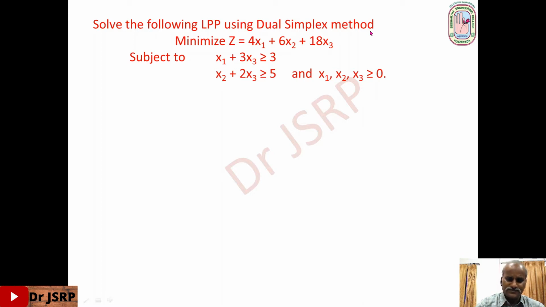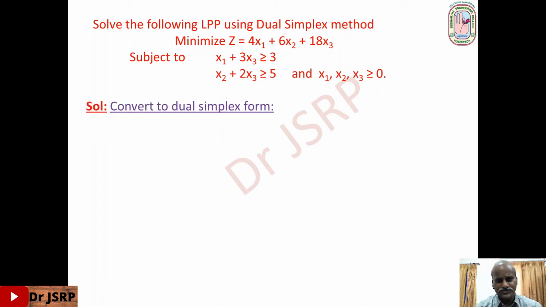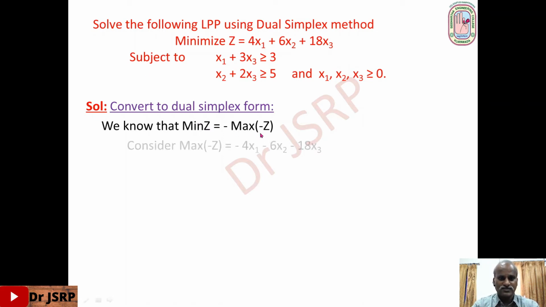Okay. First step, convert the LPP into dual simplex form. So what are the characteristics in the dual simplex form? First, objective function is in maximization form. So here objective function is minimization function. So we have to convert it into maximization. So we know the relation, that is min z equal minus max minus z. So consider max minus z, the maximum of negative of the function, that is minus 4x1 minus 6x2 minus 18x3.